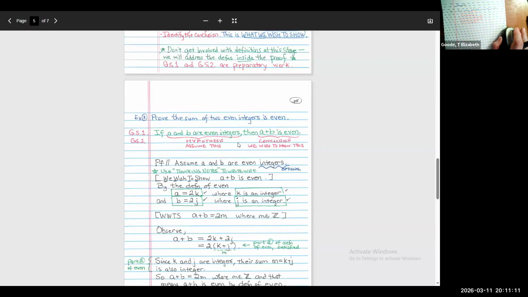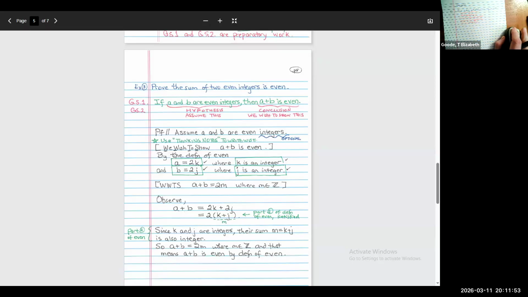And why do we even want to write this as an if-then? Because we need to get our eyes on the hypothesis. That's what we're going to assume. We have to know what we will assume. We can see it here: a and b are even integers. That's what we will assume. You can just say assume a and b are even, or you can assume a and b are even integers. What do we wish? You see, we need to know what we wish. We wish to show a plus b is even. That's our wish. So we use our thinking notes to write our wish.